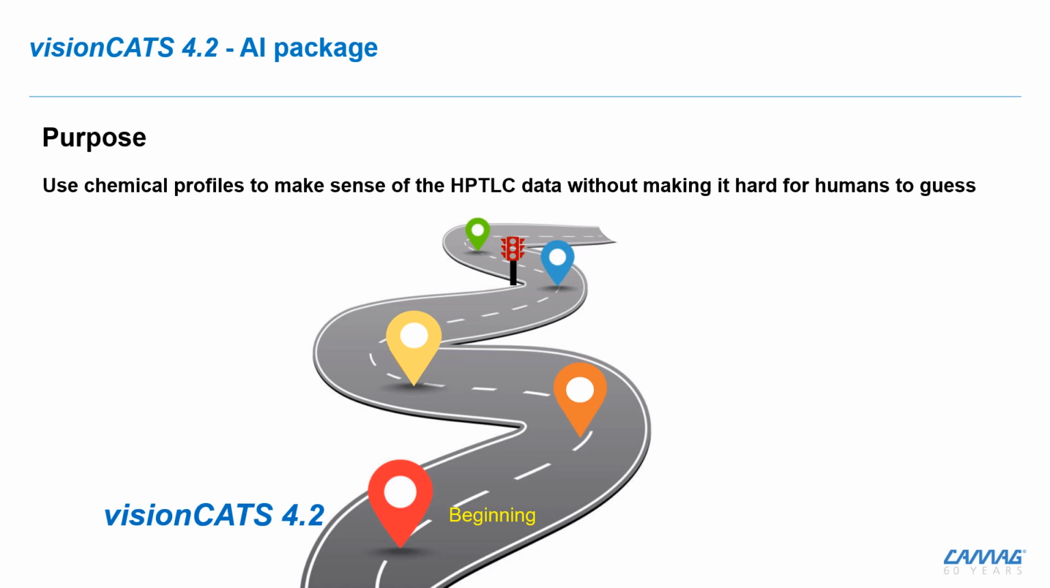As we know, HPTLC has always provided us with powerful visual and chemical data. However, the volume and complexity of that data can sometimes be a challenge to interpret manually. Our goal with these new tools is to bridge that gap, using the chemical profiles to make sense of the HPTLC data without making it hard for humans to guess or struggle with the complex data interpretation.